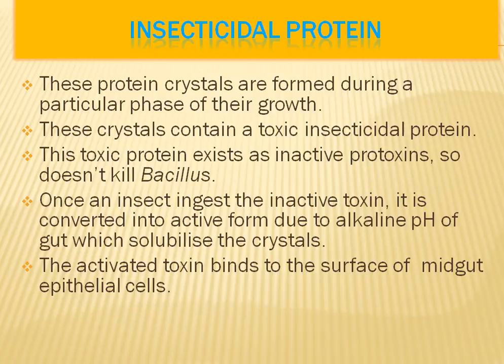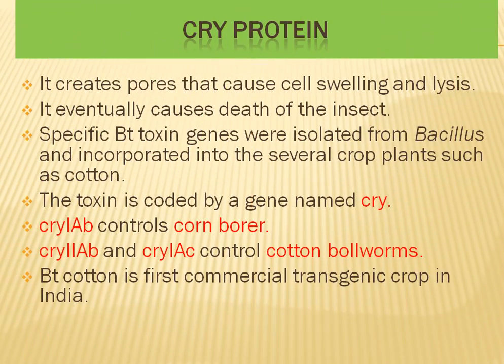This toxin protein exists as inactive protoxins, so it doesn't kill Bacillus thuringiensis. Once an insect ingests the inactive toxin, it is converted into active form due to alkaline pH of gut, which solubilizes the crystals. The activated toxin now binds to the surface of midgut epithelial cells. It creates pores that cause cell swelling, lysis, and eventually death of the insect.